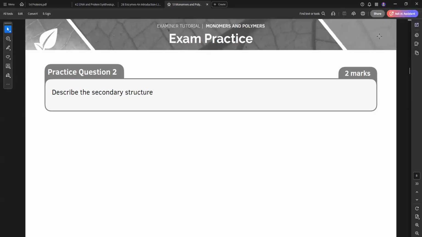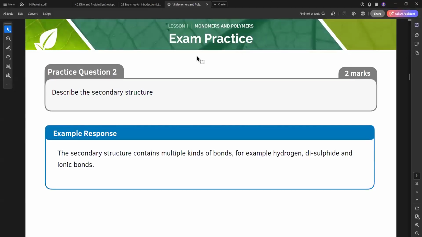Fantastic. Good. So we'll show you a couple of answer types. So we've got one option. I want you to tell me how many marks you might give this, okay? Okay, so I'll read it out. The secondary structure contains multiple kinds of bond. For example, hydrogen, disulfide, ionic bonds. What do we think of this answer?